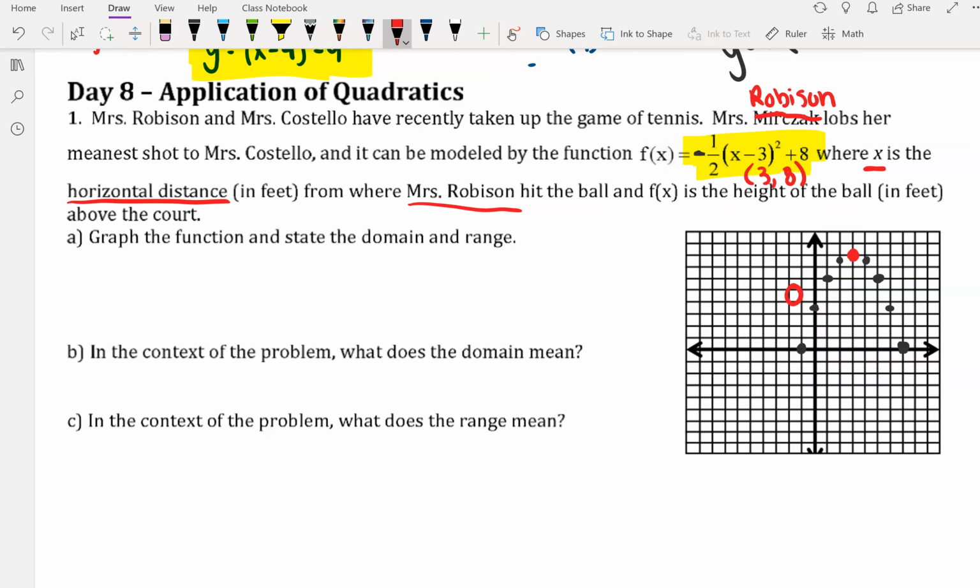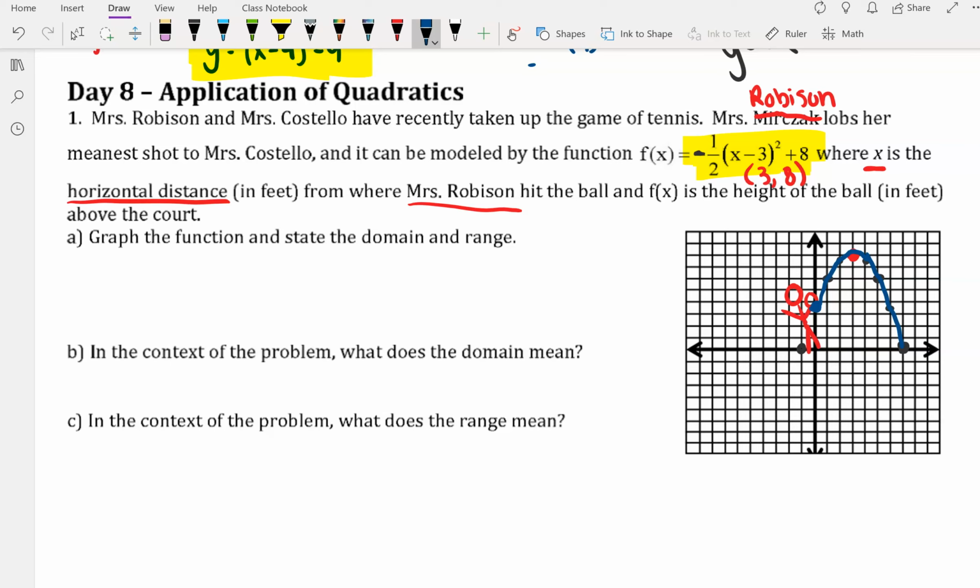And I am no artist, so I apologize, Mrs. Robinson, that this picture is not going to be great. But here's the racket, or whatever, and that's her hitting the ball right here. She hits the ball, the distance from her is going to be 0, and the height of the ball is going to be whatever the height is right at this point. So the ball is going to go up in the air. It's going to reach a maximum height at the vertex there, and then it's going to come back down.